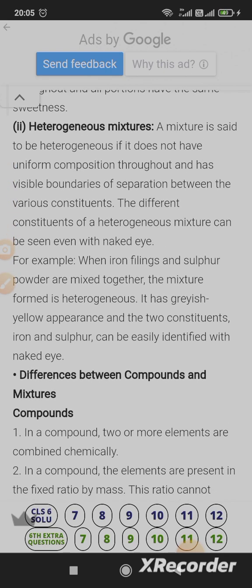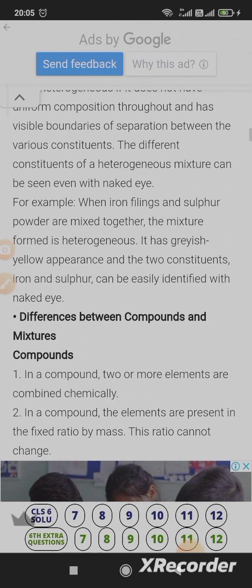A mixture is said to be heterogeneous if it doesn't have uniform composition throughout and has visible boundaries of separation between the various constituents. Different constituents of a heterogeneous mixture can even be seen with the naked eye. Example: iron filings and sulfur powder mixed together.